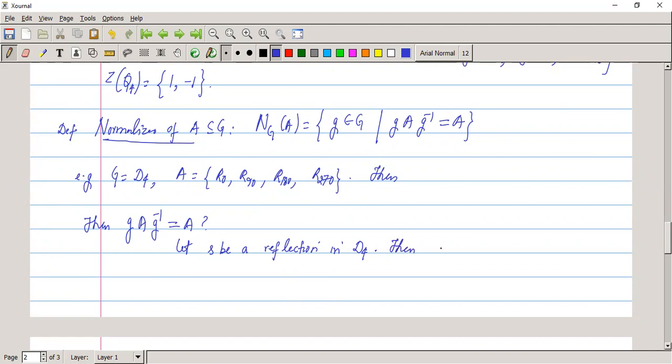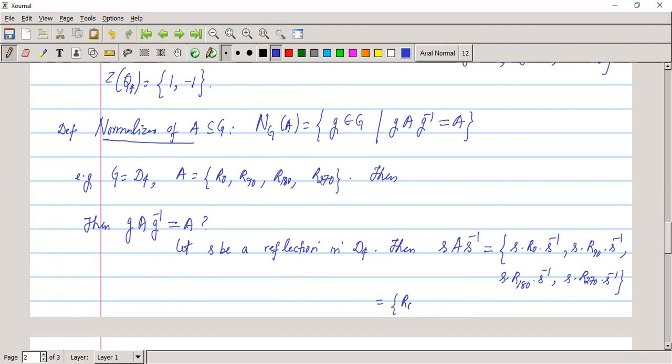Then we have to compute SAS inverse, and this should be equal to A. So this SAS inverse, by definition, is equal to S R0 S inverse, then S R90 S inverse, then S R180 S inverse, and S R270 S inverse.